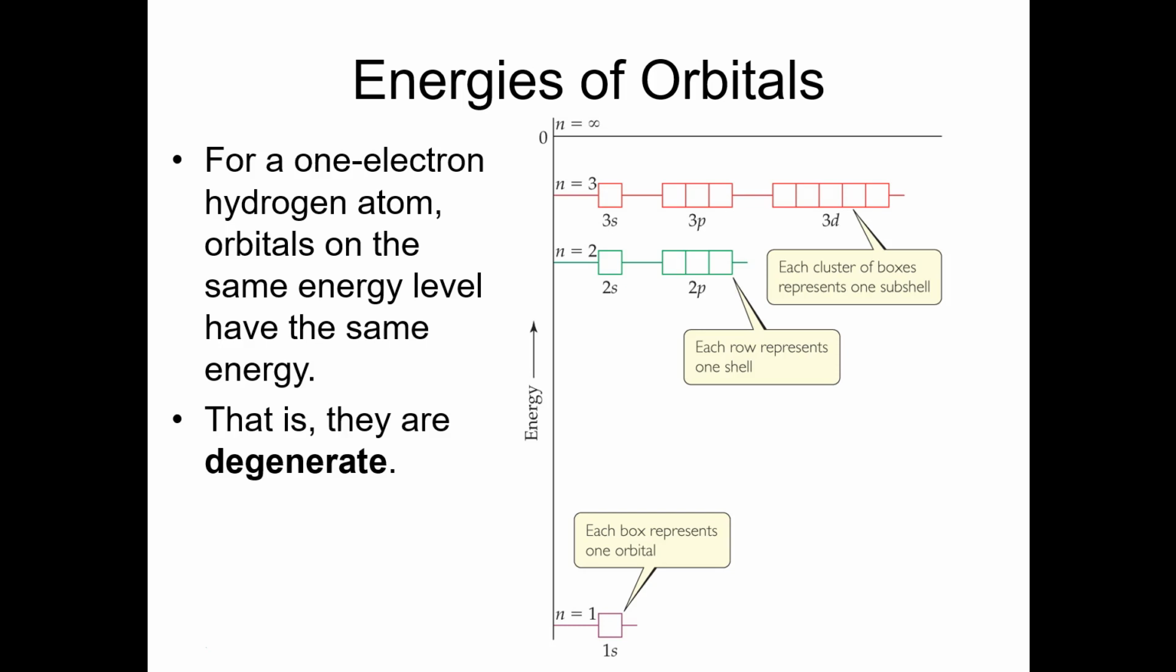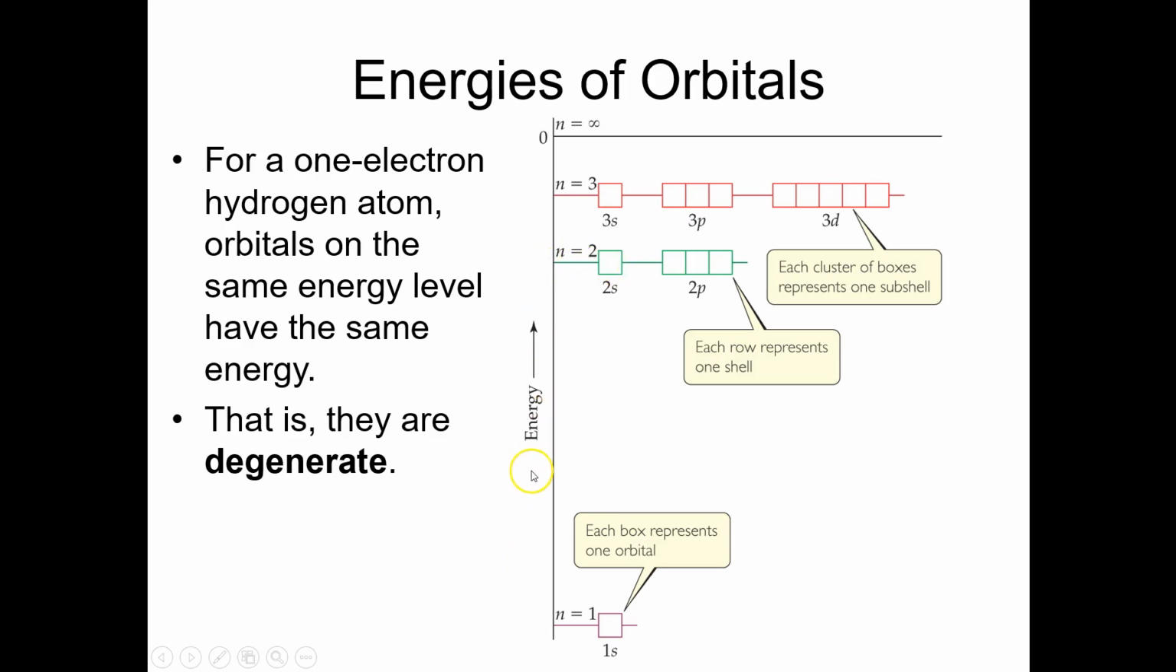Let's talk instead about the energies of these orbitals. In a 1 electron hydrogen atom, all orbitals at the same principal energy level have the same energy. Obviously at n equals 1, there's only 1 orbital, so we don't really need to apply that here, and a box here represents an orbital. The question is, now when we get to the 2 level, we've got a 2s orbital. We've also got 3 2p orbitals. In the hydrogen atom, they all have the same energy.